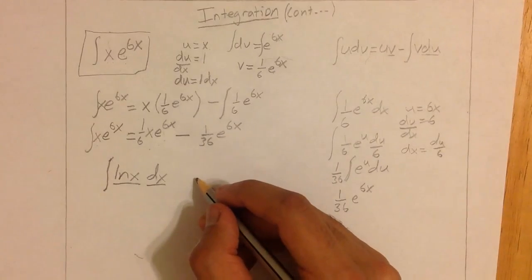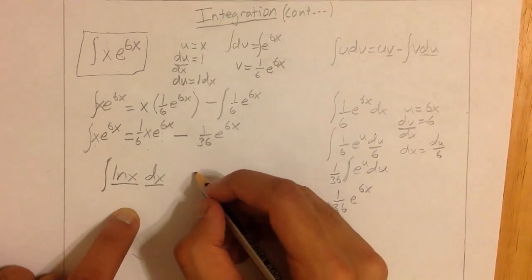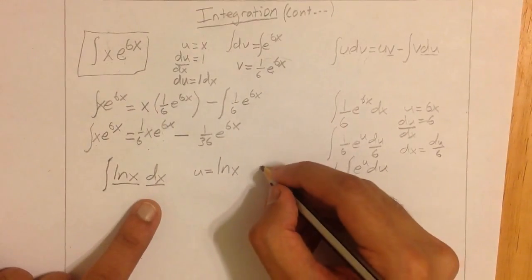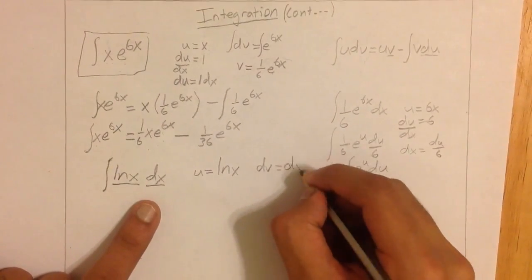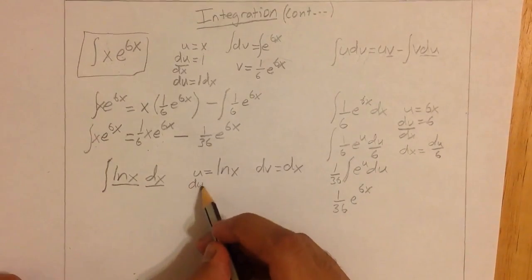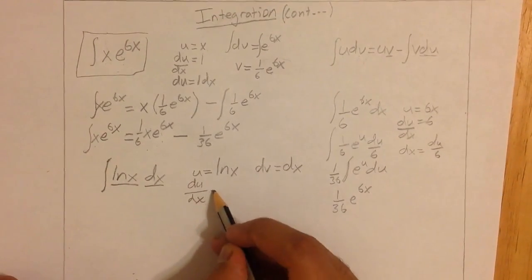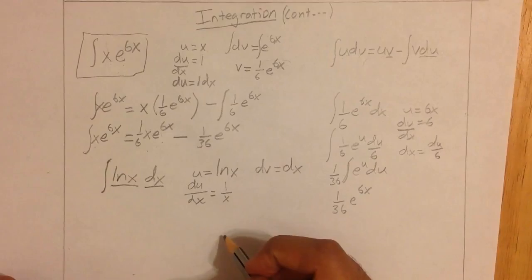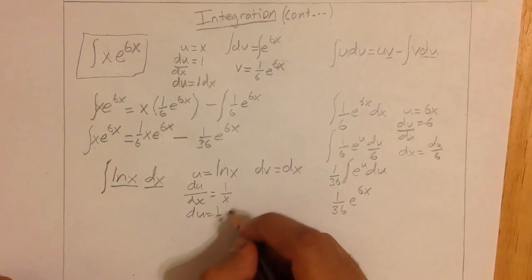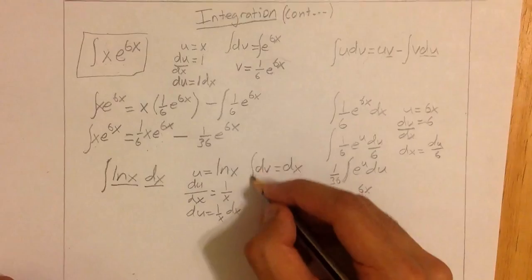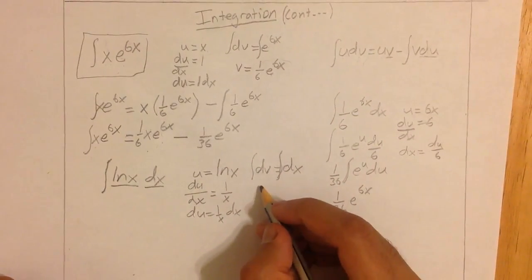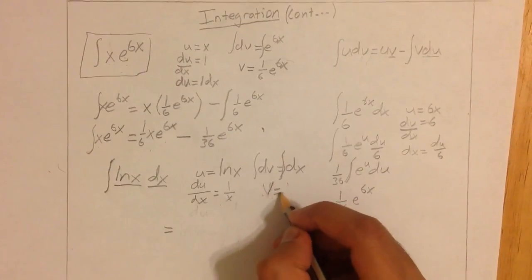So we can set our ln of x equal to u, and our dv equal to dx. Then if we find the derivative of u with respect to x, we get it equal to 1/x. This means that du equals 1/x dx. And if we take the integral of these two, we get that v equals x.